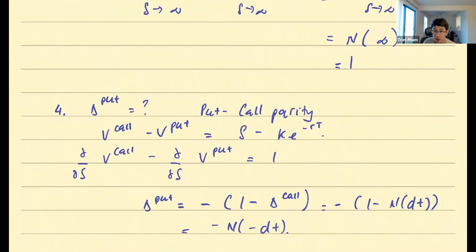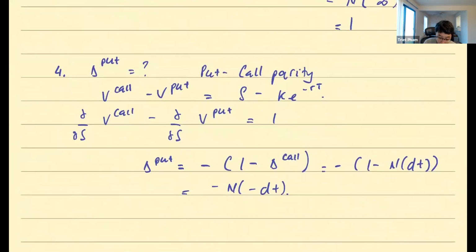Question? And okay, so what do you observe here about the delta of the put? Very quickly, the delta of the put will always be negative, and its magnitude is bounded by 1 as well, which again completely makes sense. Because for the put option, the fact that it is negative means if the underlying price goes up, the put price goes down.